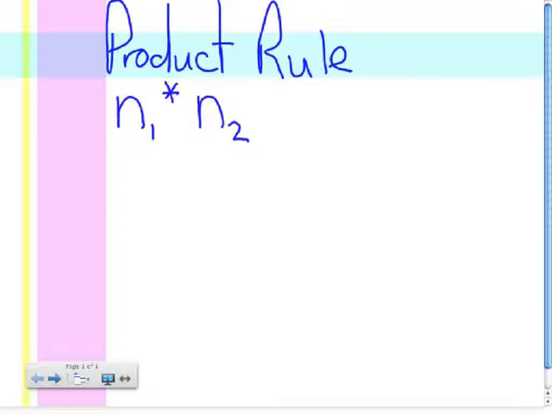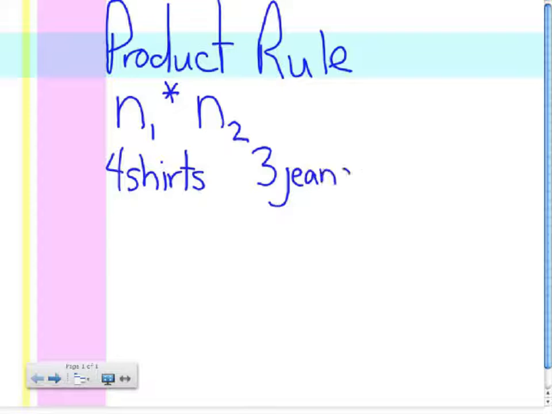So this is actually quite simple, but let's take a look at a couple examples just to make sure that we understand this. Suppose that I have 4 different shirts in my wardrobe. And in addition to that, I have 3 different pairs of pants. So now using this information, just with shirts and jeans, how many different outfits can I wear? We look above at the product rule, n1 equals 4, n2 equals 3, and we simply multiply them together, and we can see that there are 12 possible outfits.